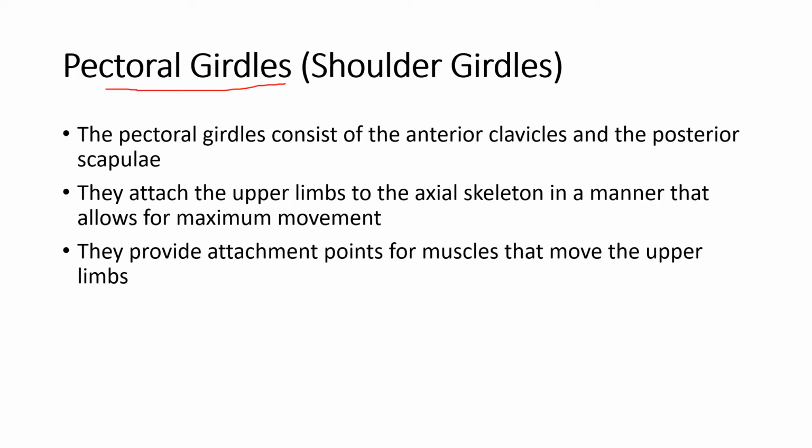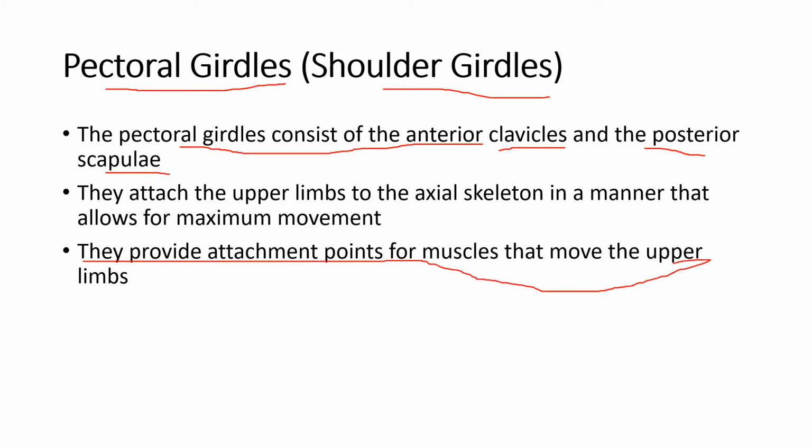So pectoral or shoulder girdles, you can call it. The pectoral girdles consist of, on the anterior side, your 2 clavicles, which are your collarbones. And on the posterior side, the 2 scapula, or shoulder blades. They attach the upper limbs to the axial skeleton in a manner that allows for maximum movement. They provide attachment points, this is important, for muscles that move the upper limbs.